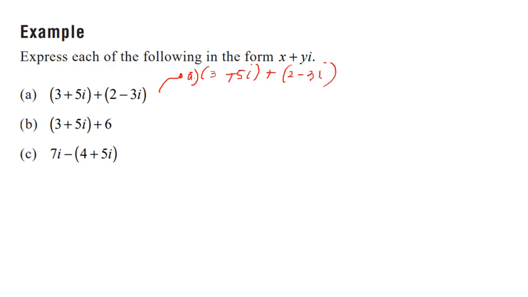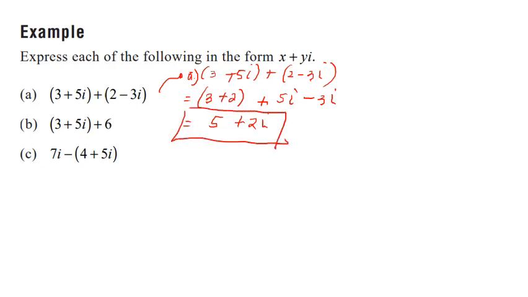The thing here is we need to group the real part and the imaginary part. So we will have 3 plus 2, right? This is the real part, plus 5i minus 3i. So you will get 5 plus 2i, since 5i minus 3i is 2i. Just simply add or subtract.